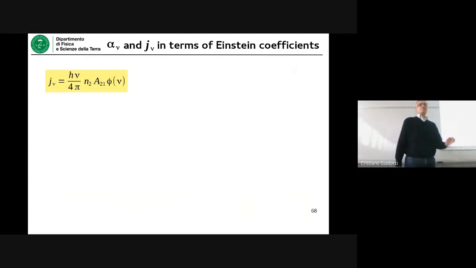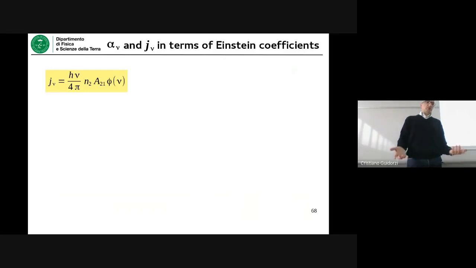So let's now understand the relation between what we introduced in terms of spontaneous emission coefficients and Einstein coefficients. This is the result of what I'm going to show in a minute. Where does this come from? Well, first let's understand the meaning of this. This is telling you, given the Einstein coefficient for a transition between 2 and 1 corresponding to a given frequency, the corresponding specific emission coefficient is just h nu over 4 pi n2, where n2 is again the number density of atoms in level 2, times this guy.